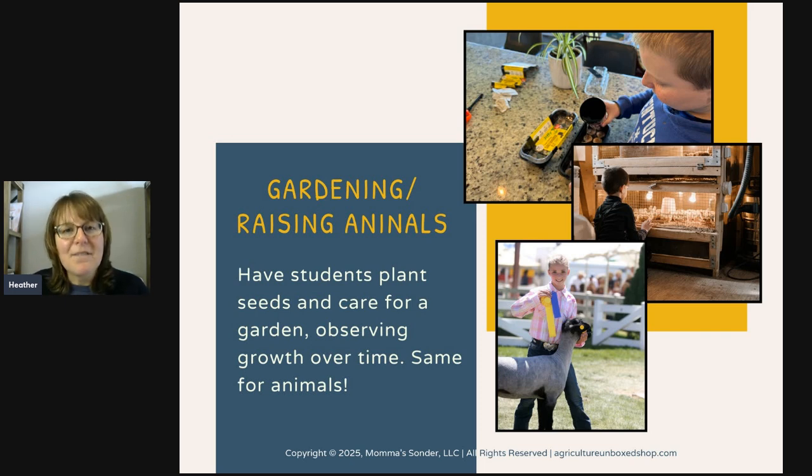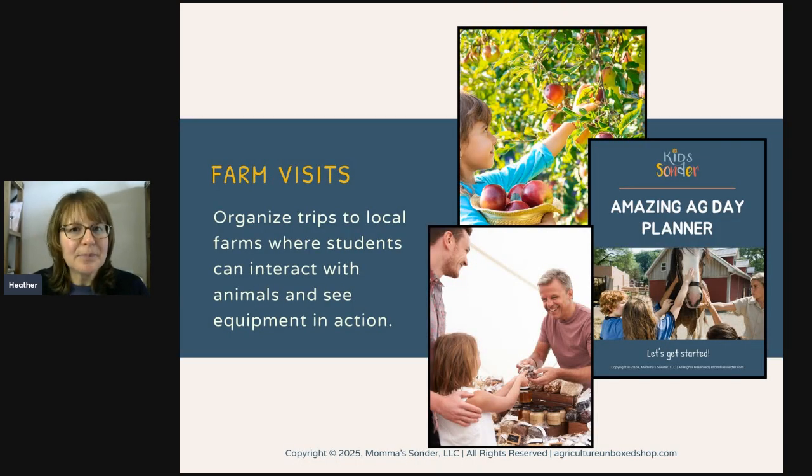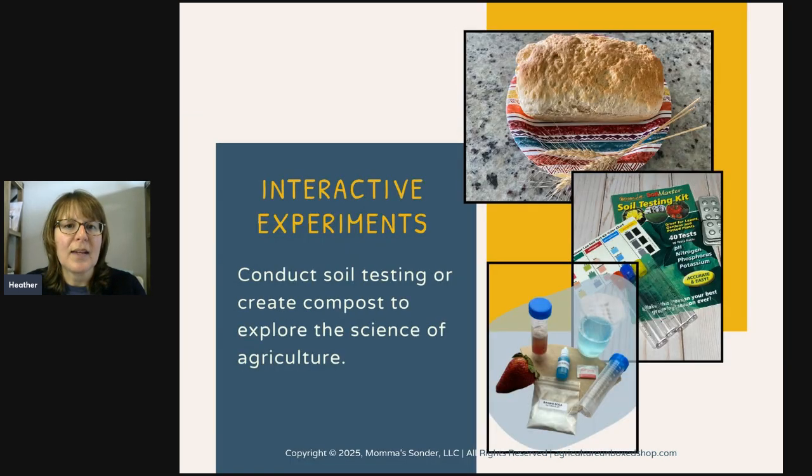Going on farm visits is another thing. So organizing trips to local farms or a livestock show, those are all ways where students can interact with animals and the plants and things that they see, so they can, again, go through that movement, that tactile experience. A farmers market is another way to do that.